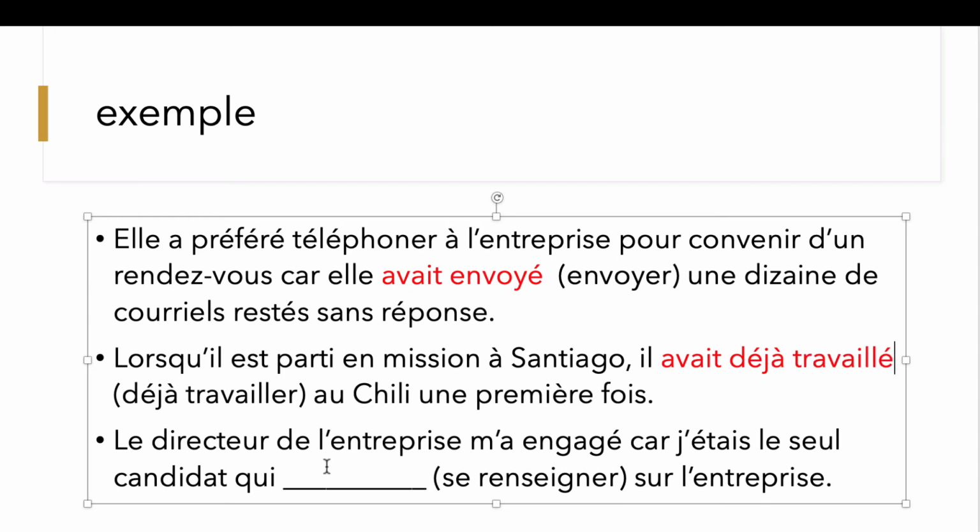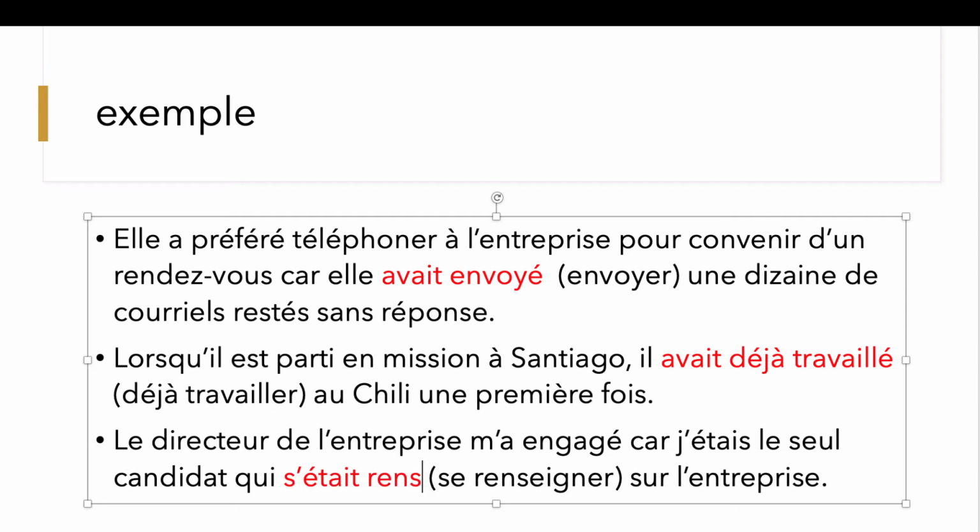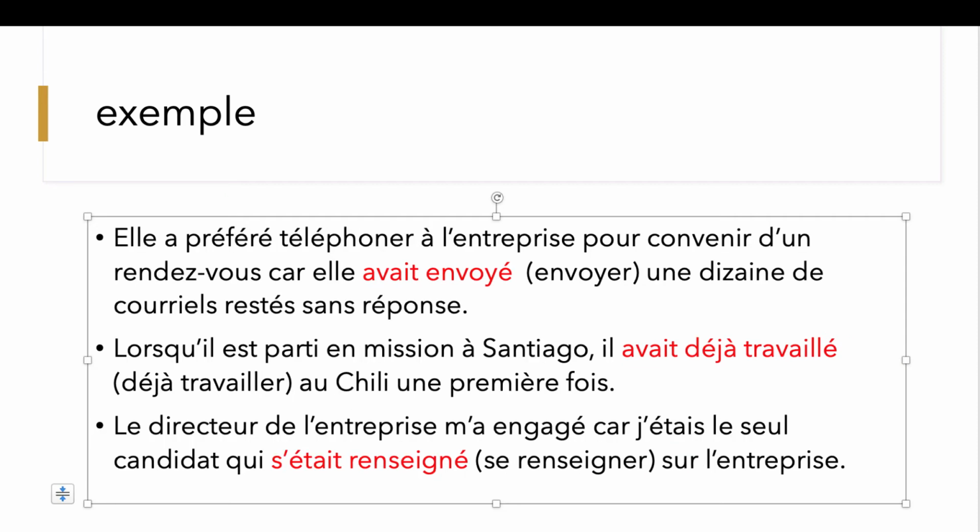Okay. Le directeur de l'entreprise m'a engagé car j'étais le seul candidat qui se renseignait sur l'entreprise. Notice that this one is pronominal, so I'm going to be using être. Okay, so it will be s'était renseigné. Okay, perfect. So I'm not going to be adding an e here, even though it would have been right if you're a girl. Remember here, it's le seul candidat. Okay, so we already know that it's a guy that's talking. Okay, just make sure that you're very mindful of these little things, even on the exam.